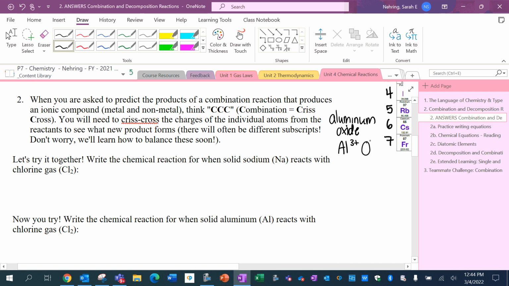And then oxygen, take a look at what its ion is and its charge. And then you are going to crisscross to figure out what the subscript should be.